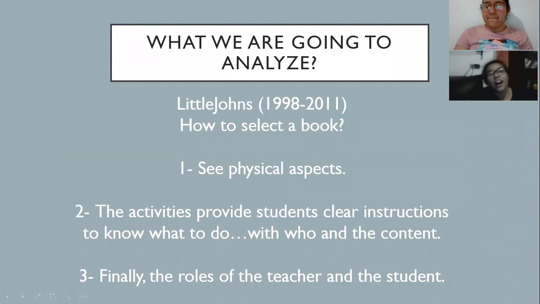According to Littlejohn, we can select a book by the next three steps. First, we have to see physical aspects. Second, we have to see that the activities provide students clear instructions to know what to do, with whom, and the content. And finally, the roles of the teacher and the student.